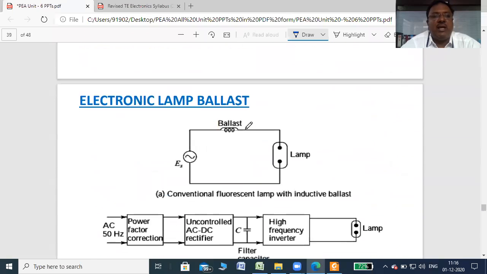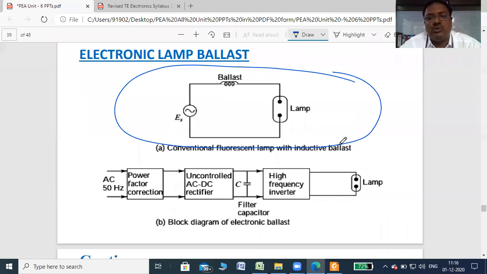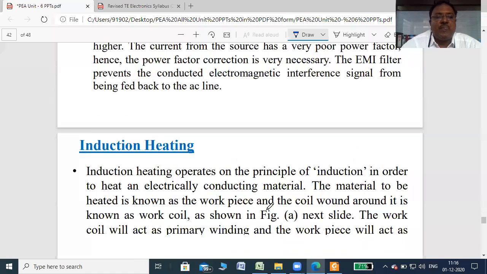Then we have seen the electronic ballast. The first one is the electrical ballast, which is normally used in old tubes, fluorescent lamps. But nowadays the electrical ballast is replaced with the electronic ballast. That is the circuit given here: AC 50 Hertz, power factor correction, then an uncontrolled AC to DC rectifier, then a high frequency inverter, and then high frequency AC is applied to the lamp so that the efficiency of the lamp increases, even the intensity of the lamp increases, right? So this is the electronic lamp ballast.